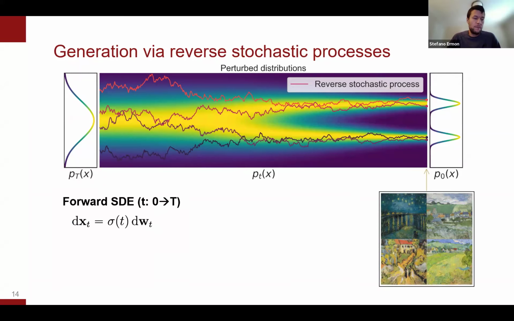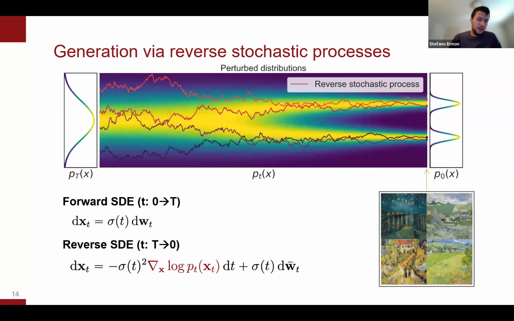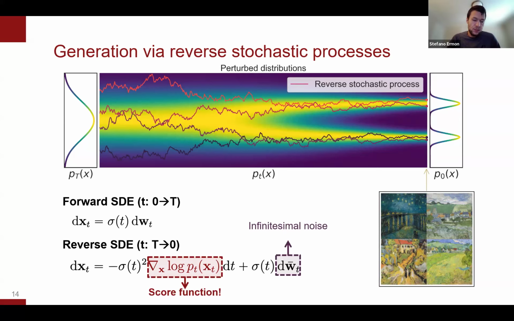And crucially, it can be shown that the reverse time SDE that goes from noise to data can be described analytically in terms of the score function. So if you have access to the score function of all these densities that you get over time by basically convolving the clean data with noise, then you can, in principle, solve this reverse stochastic differential equation, and you can turn noise into data.